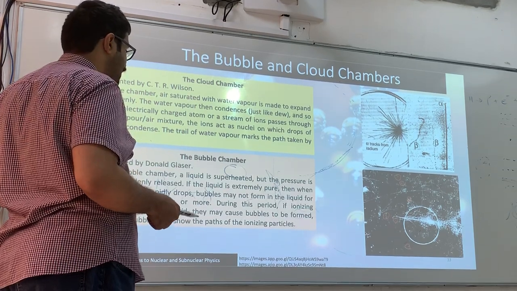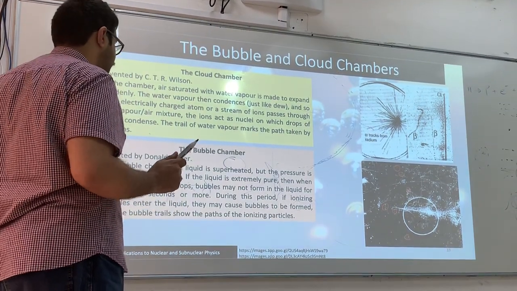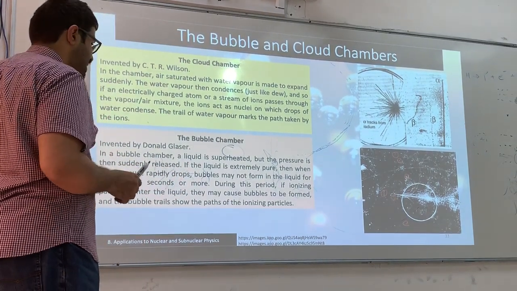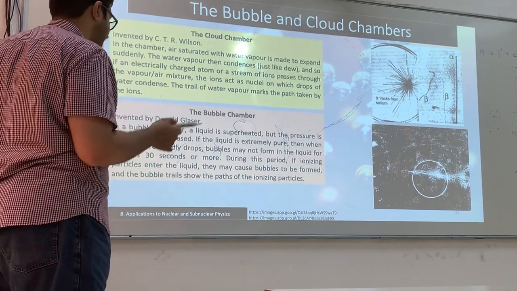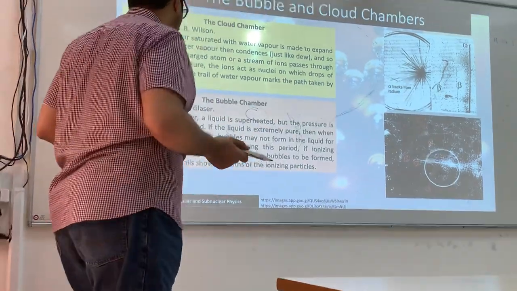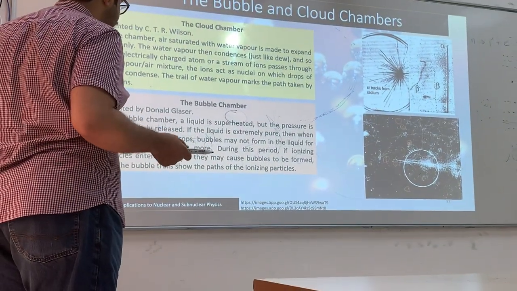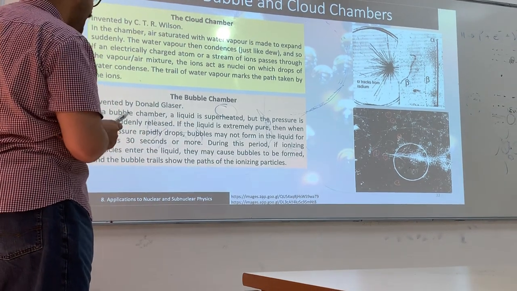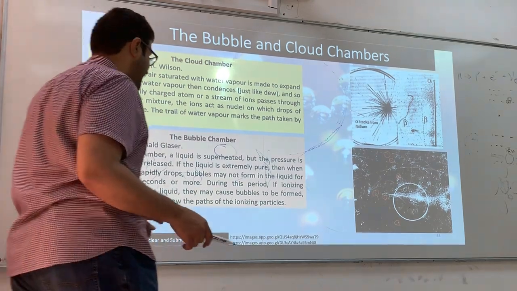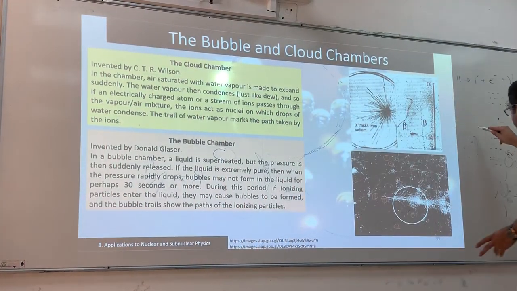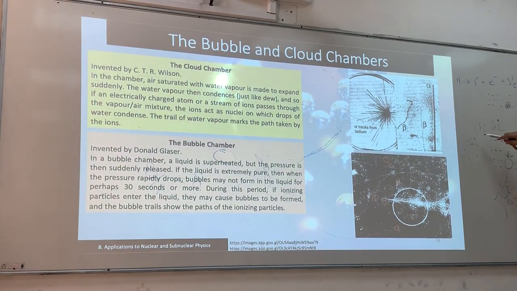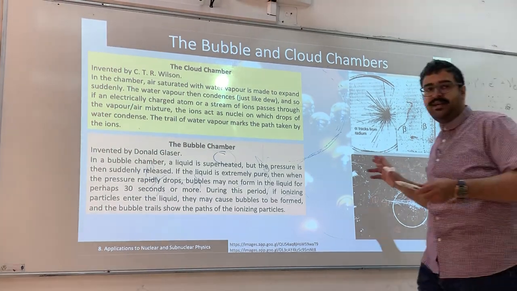In a bubble chamber, the liquid is superheated, but the pressure is then suddenly released. If the liquid is extremely pure, then when the pressure rapidly drops, the bubbles may not form in the liquid for perhaps 30 seconds or more. So we have 30 seconds where there's no bubbling, okay? What we do with these 30 seconds is, during this period, ionizing particles enter the liquid, and they may cause bubbles to be formed. And the bubble trails show the path of the ionizing particles. Well, we can see this in the BEBC, the Big European Bubble Chamber, okay, which is in CERN.